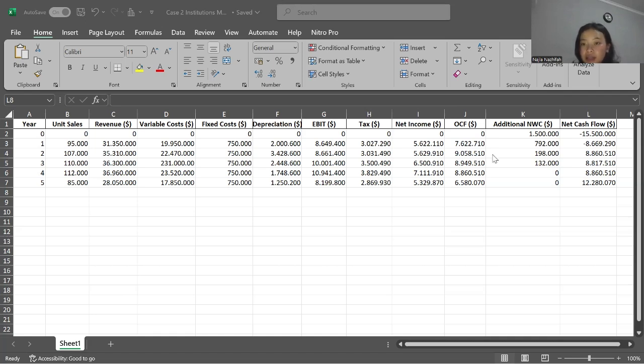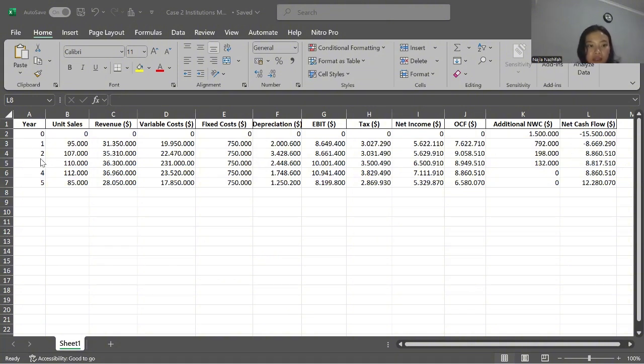And additional working capital, an increase of 3,000 units. We got 3,000 times 330 times 20%, and we got $198,000. And last is net cash flow equal 9,058,510 minus 198,000. We got $8,860,510.